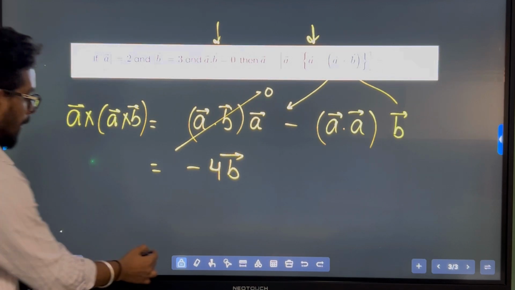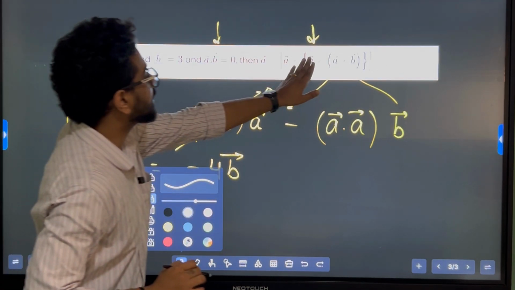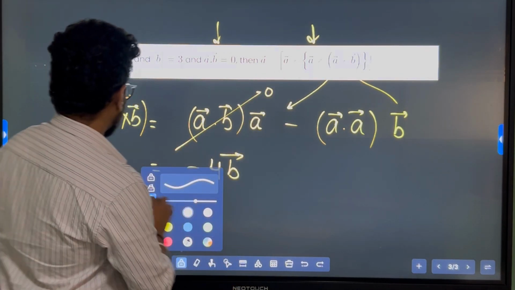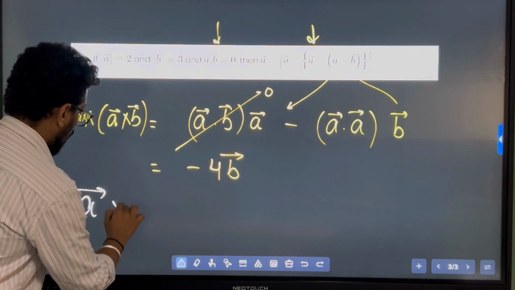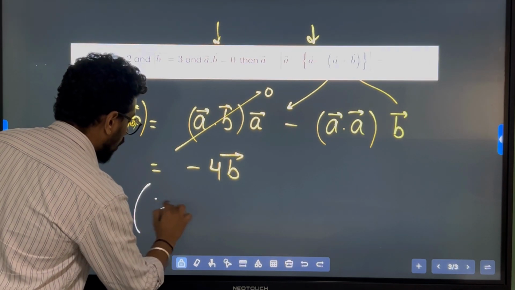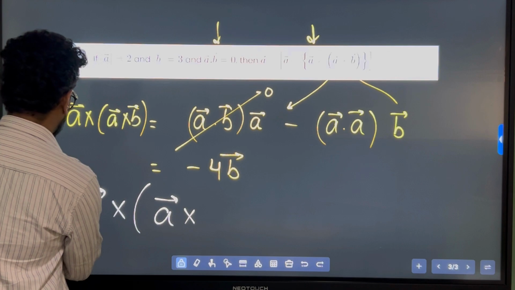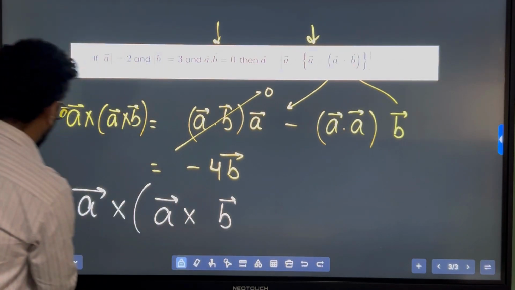Now I will write down the things again. So these three have gone. Now what is left is these two. So we have A vector outside cross. Now what we have inside is A cross. Now this portion has become minus 4b. I am taking minus outside, 4b vector, and also I am taking 4 outside.